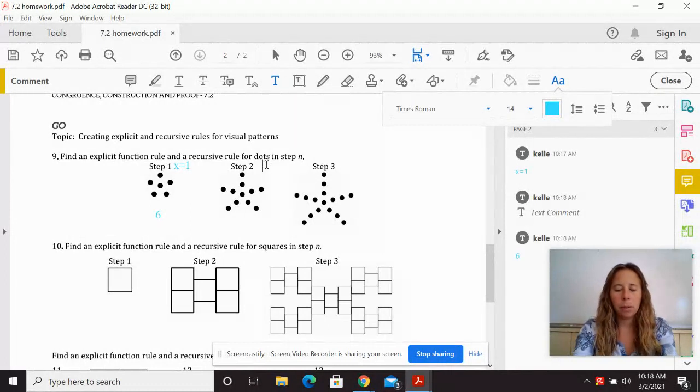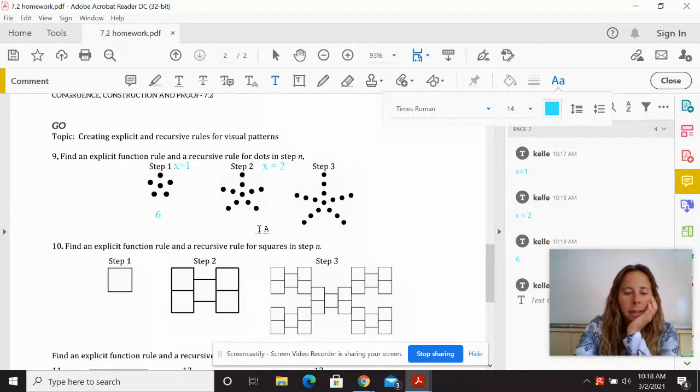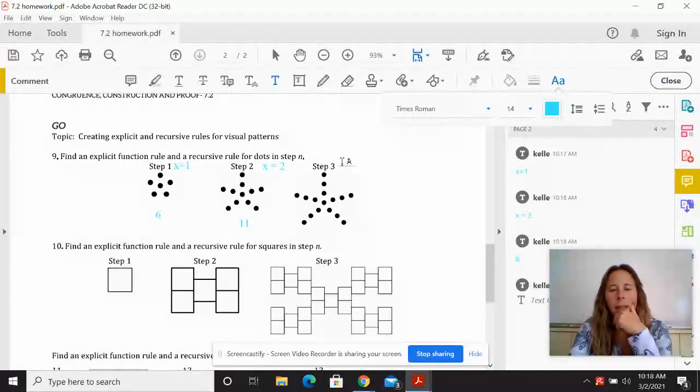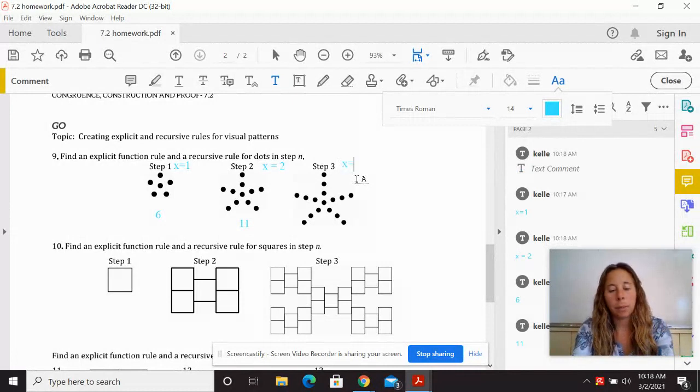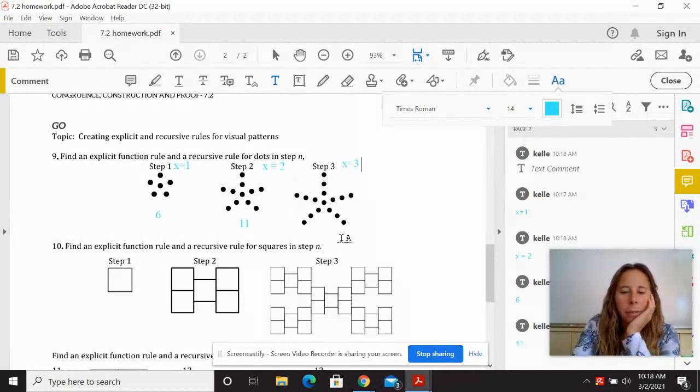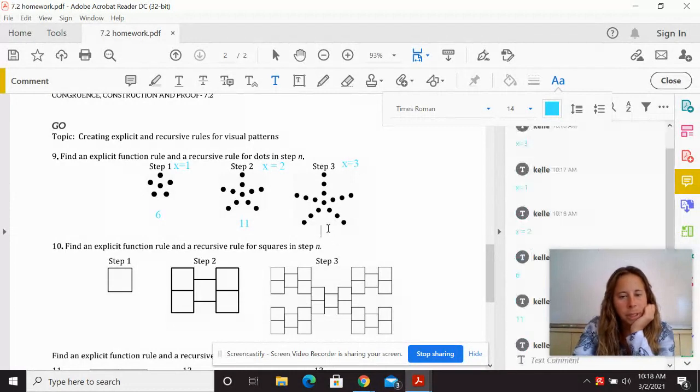Okay, so step 2 means x equals 2, and I have 9, 11. I have 11 dots. Not 111, just 11. All right, and then step 3, which means x equals 3. I have, if you count them, you should get 16.